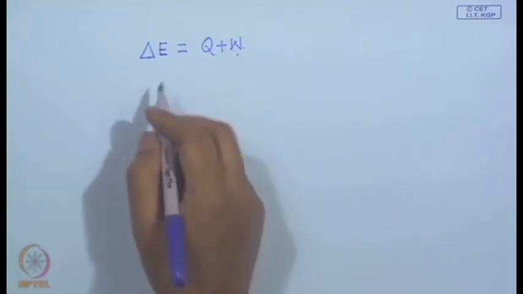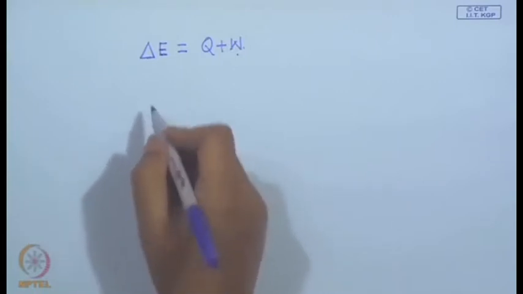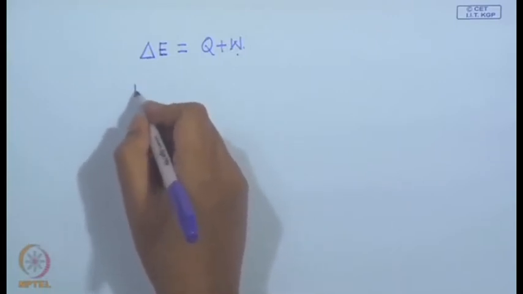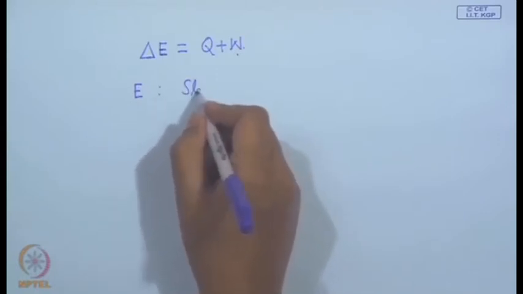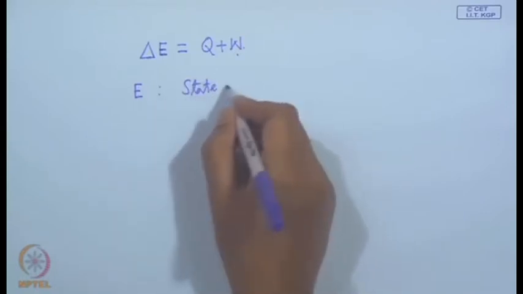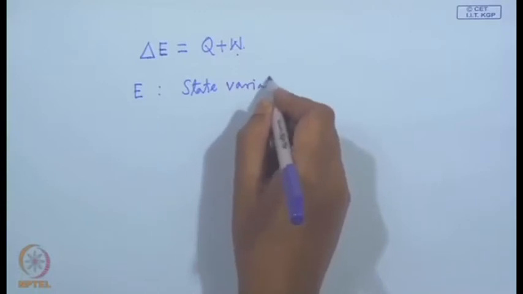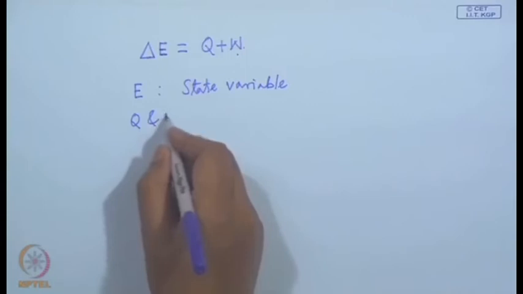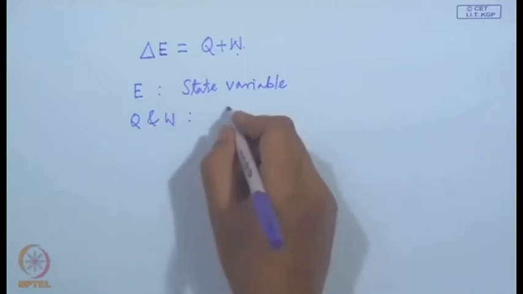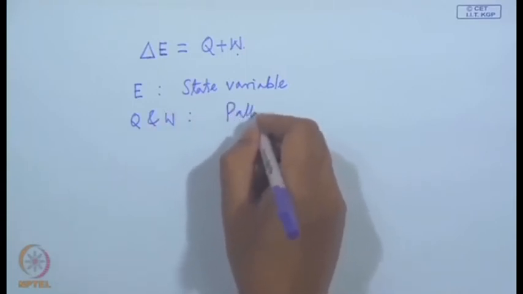Now, as we said, Q and W are path dependent variables, E is a state variable. Q and W are called path dependent variables or path variables.